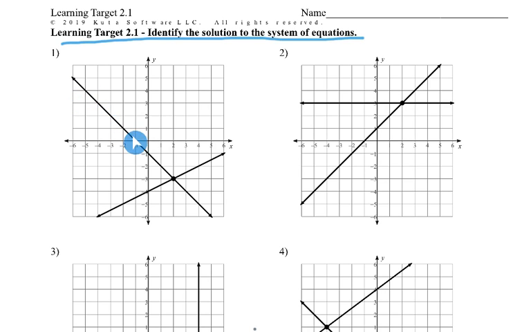A solution to this line right here would be any point on this line. For this one, a solution would be any point on this line. Where they intersect is the one point where there's a solution to both of them. So that's what we're looking for, intersection points. So (2, 3) would be our solution. On this one, (2, -3). On this one, it would be (2, 3), wouldn't it?